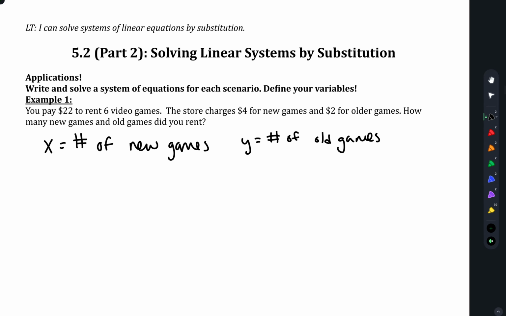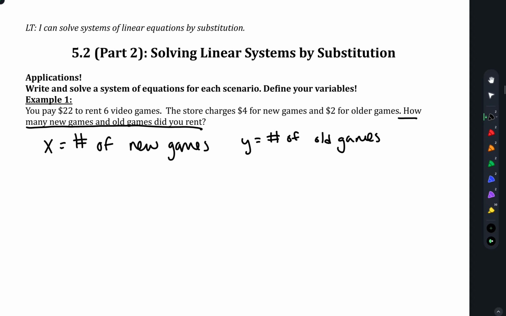We get this information by looking at the question. So whenever you're trying to define your variables, look at what the question's asking you. It says how many old games and how many new games did you rent? That's literally telling you what your variables should be. From here, I needed 2 equations. What were my 2 equations that I used?